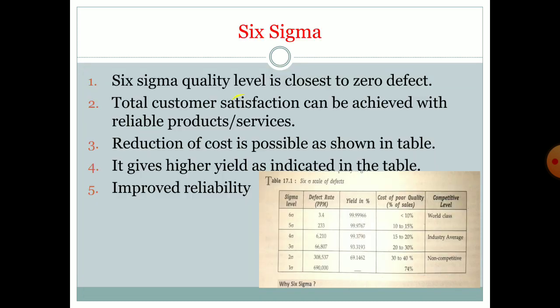We'll see some features of Six Sigma. Six Sigma is the quality level closest to zero defect: in 10 lakh samples we are allowed to fail only 3.4 parts, almost zero. So we can say the process is zero defect, or close to zero defect. Also in Six Sigma, the purpose is total customer satisfaction. Whatever products or services the company offers, through them we have to achieve total customer satisfaction.